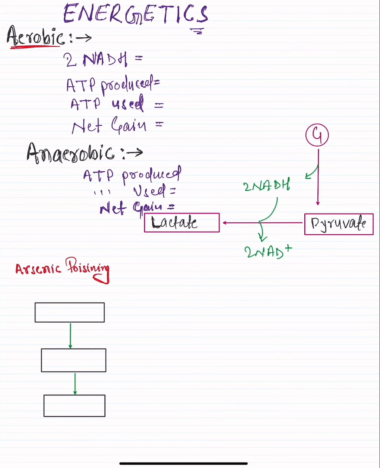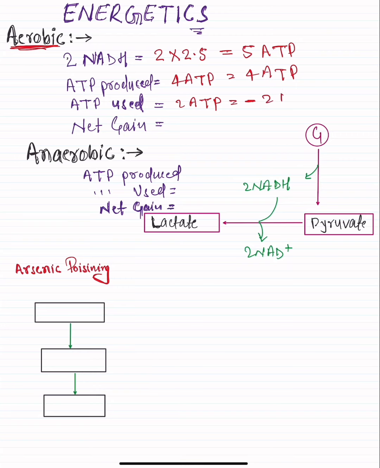We are talking about aerobic condition. We are getting 2 NADH. That means one NADH will give 2.5 ATP. That means 2.5 multiplied by 2 is 5 ATP, right? And ATP produced by substrate level phosphorylation, that means we are directly getting ATP, right? So by substrate level phosphorylation we are getting 4 ATP, right? And we are using ATP. How many? 2. So minus 2 ATP.